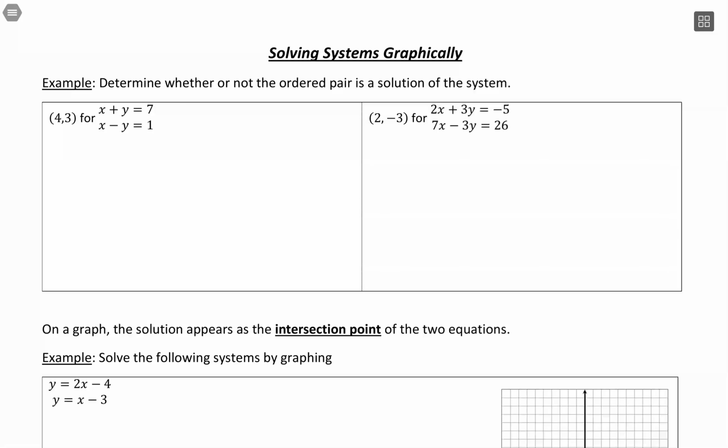So solving systems of equations is when we're going to have two linear equations and we want to find a point or a value for x and y that works for both equations at the same time. So solving a system of equations is finding this point that works for both. So let's just look at how we could check that.